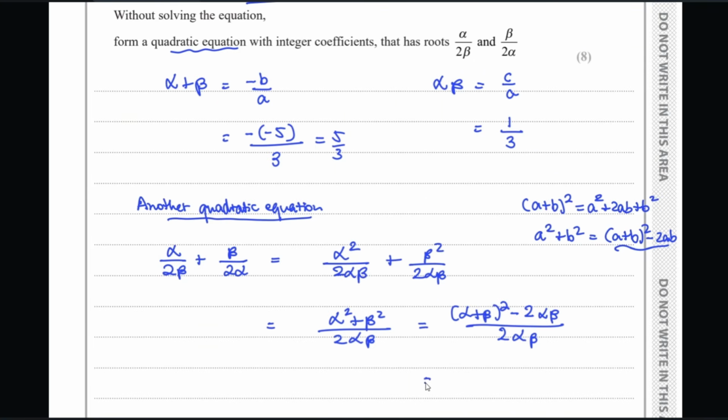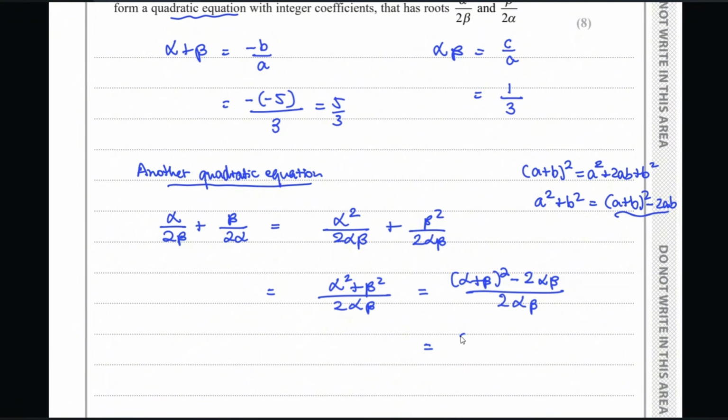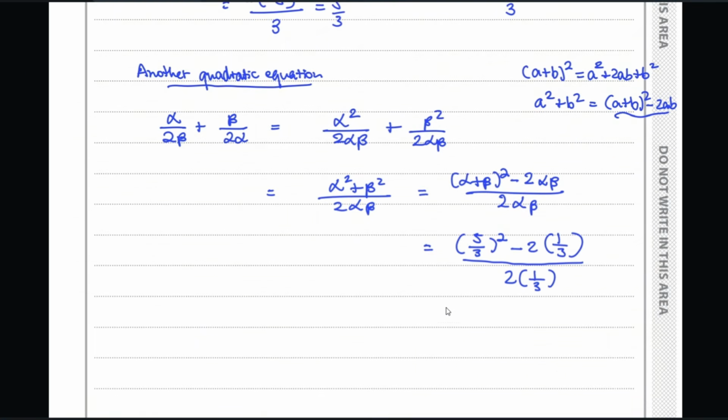So let's do that. Alpha plus beta is 5 over 3, so this becomes 5 over 3 the whole squared minus 2 times alpha times beta, which is 1 over 3, and everything divided by 2 times alpha times beta, which is 1 over 3 again. Let's solve this using a calculator. So this gives us 19 over 6. So the sum of roots for this new quadratic equation is 19 over 6.